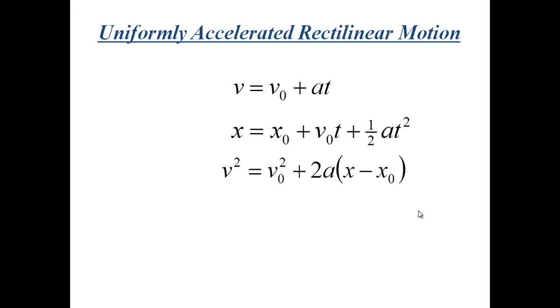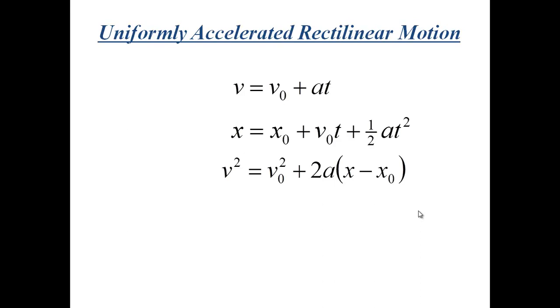The equation v is equal to v naught plus at relates velocity and time. Similarly, the next equation, x is equal to x naught plus v naught t plus 1 by 2 a t square, relates position and time. The third one, v square is equal to v naught square plus 2a multiplied with x minus x naught, relates velocity and position.